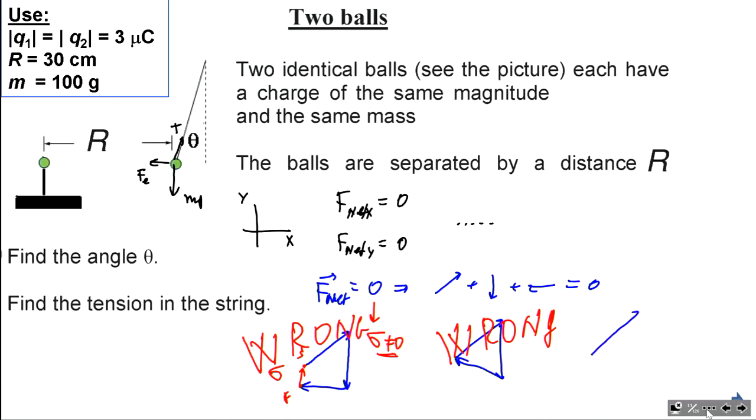And this is how science works. If you didn't succeed the first time, you try again. But trying the same thing, expecting different results, is not wise. So, okay, now everything looks right. This is an arrow which represents the force of tension. This is an arrow which represents the force of gravity. This is an arrow which represents the electric force.